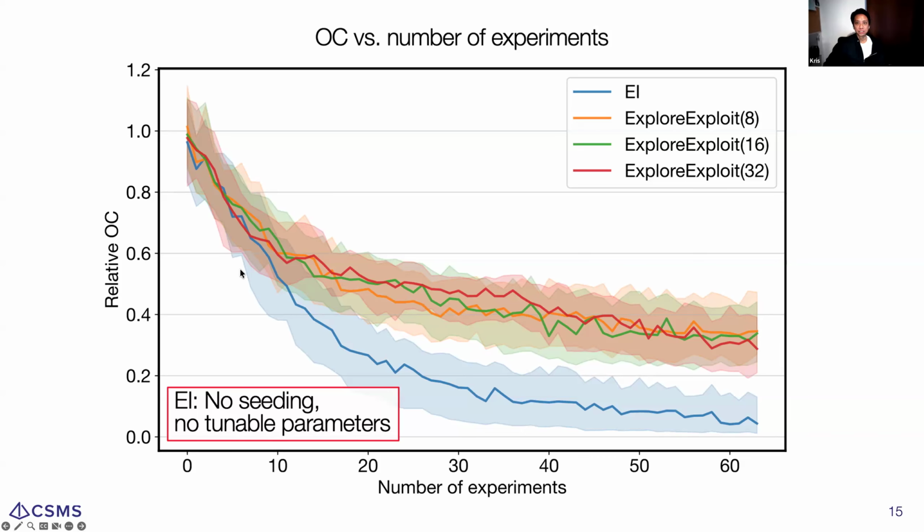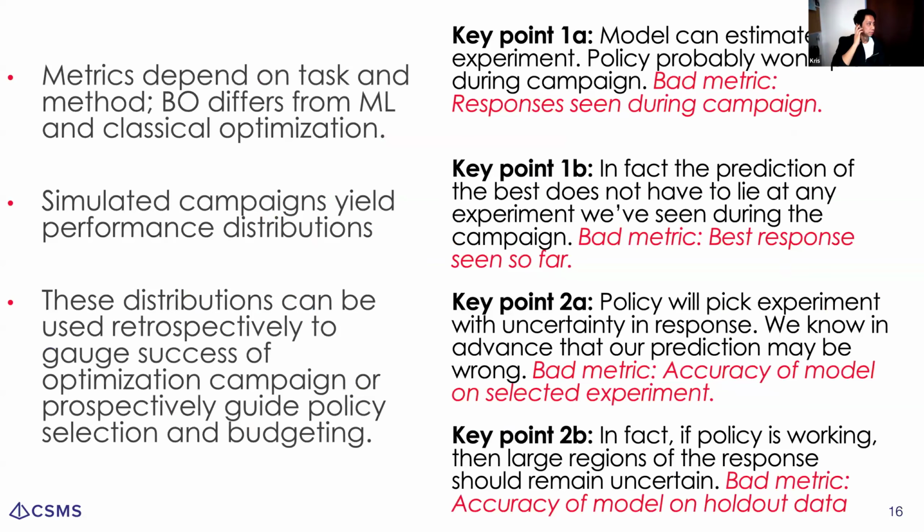Okay, I'll leave it at that. So here are my key points. I'll leave it up here. Sorry, I wanted to leave 1 minute for questions. I'm very happy to answer any questions now or via email. But the moral of the story here is that you really have to leave your intuition about machine learning and classical optimization out the door when you're trying to assess the performance of Bayesian optimization. All right, thank you.